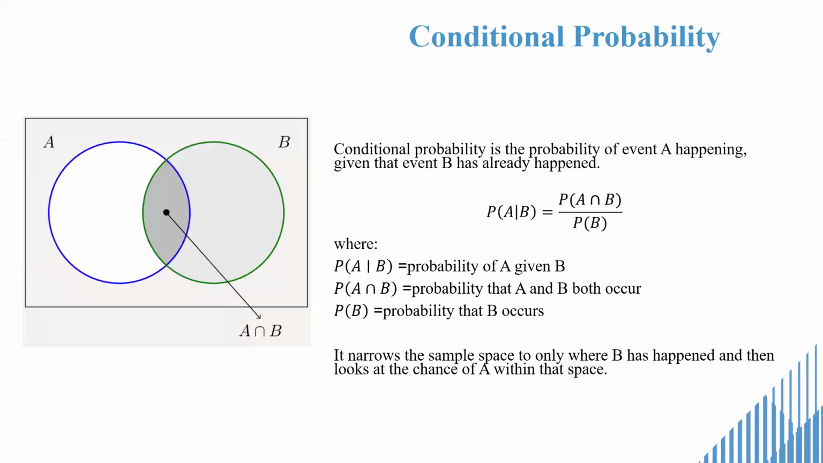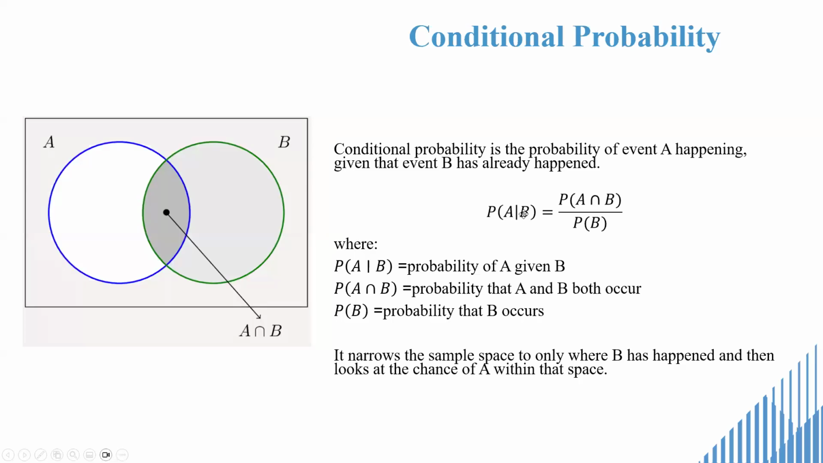So we have another topic. It's conditional probability. It's something very unique. Conditional probability is the probability of event A happening, given that event B has already happened. So if you are going to count the probability of A, the event B should already have happened. You can say probability of A given B. You can read this one like this.